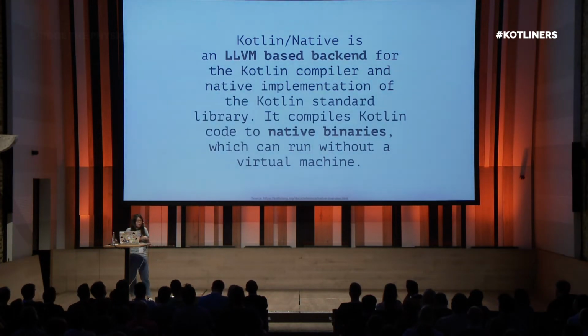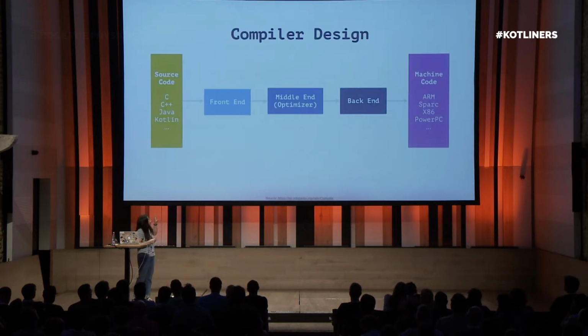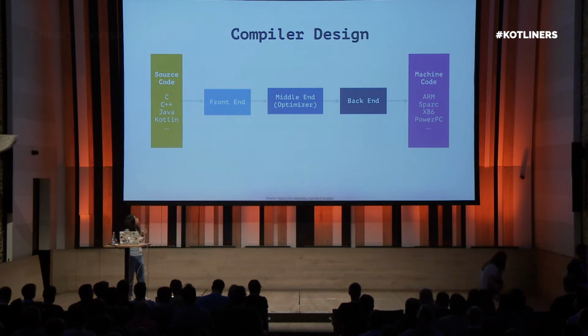So before we dive into the code, I want to give a general introduction about Kotlin Native. Kotlin Native is an LLVM-based backend. How many here have already heard of LLVM? OK, that's a very nice number. What does LLVM-based backend mean? We should start by understanding how a compiler is designed. A compiler design typically contains two parts. The source code goes through the front end, middle end, and the back end.